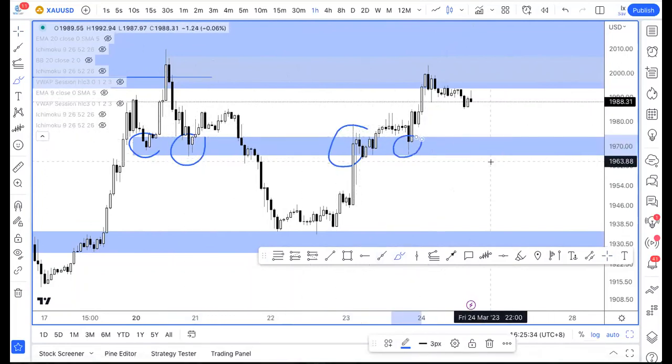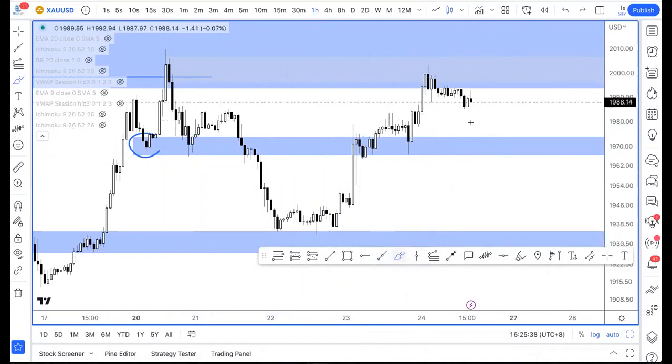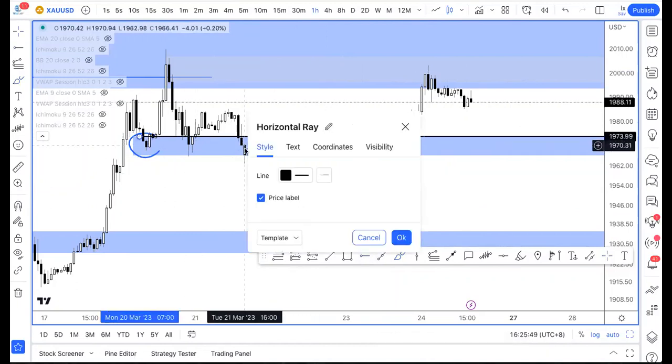We saw how price interacted with this area, right? So for me, on the 1 hour, it's the support area. Price could push deeper into this zone before it continues to the upside. So this is the area. For the support level, this is the level to watch. So this stands at around 1974.